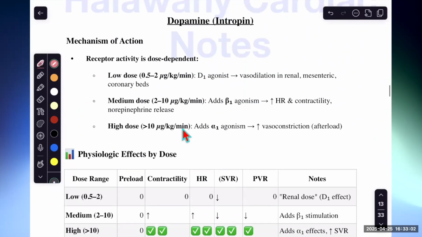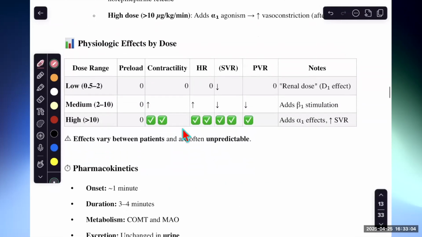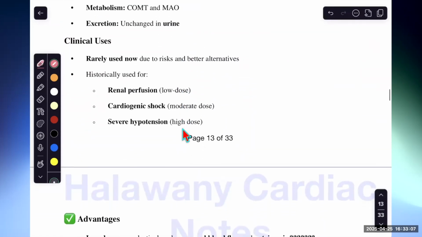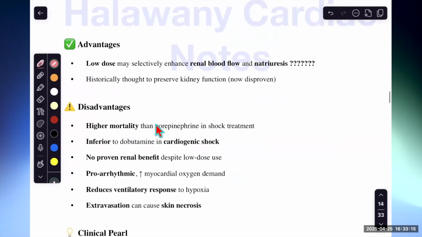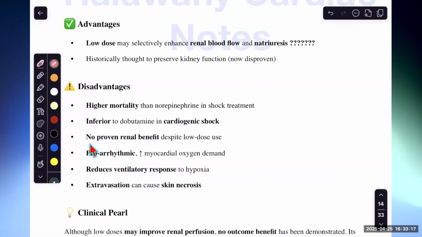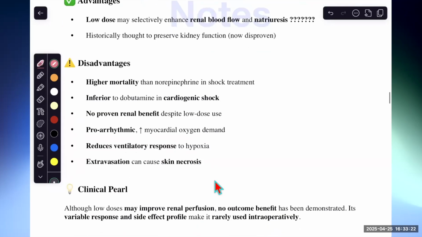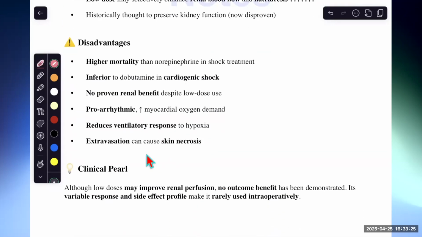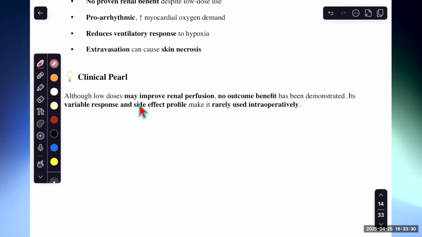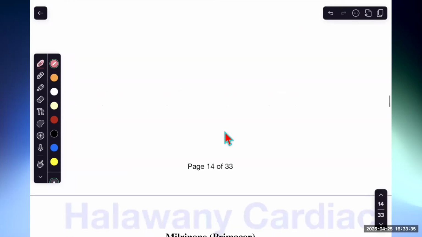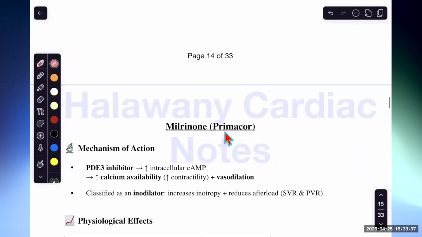Dopamine, I told you, low dose, high dose, all this nonsense. Rarely used now, as I told you. Usually in cardiogenic shock it is used with high doses. High mortality, inferior to noradrenaline, no proven benefit. Pro-arrhythmogenic, reduces ventilatory response to hypoxia, extravasation causes skin necrosis. It's not a good drug at all. And yes, there was some history that it's better to use low doses to improve renal performance. And all of this has not been proven by any research.